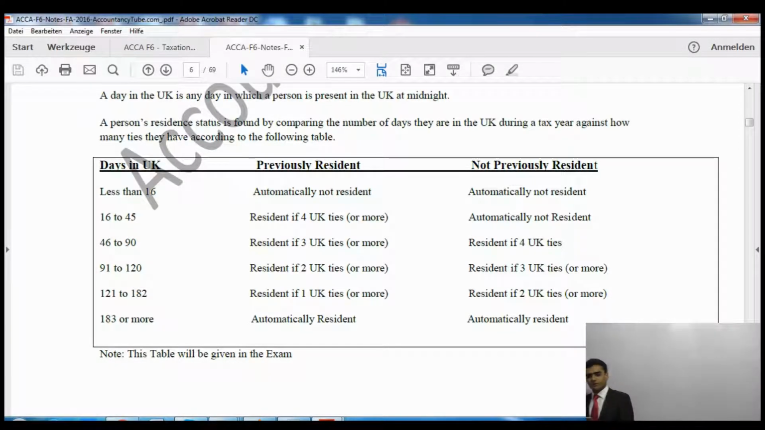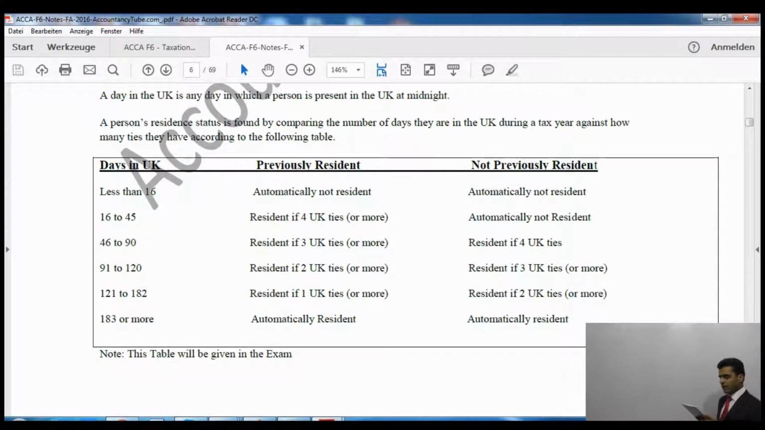But what does this table tell us? Now altogether there are 5 ties, but how would we know how many ties I need to be considered as UK resident? This table tells us. It says days in the UK. Now if you spend less than 16 days, we have read in our automatic UK non-resident test that you will be automatically non-resident. Even if you are previously resident or not, it does not matter. You spend less than 16 days, you will be automatically non-resident.